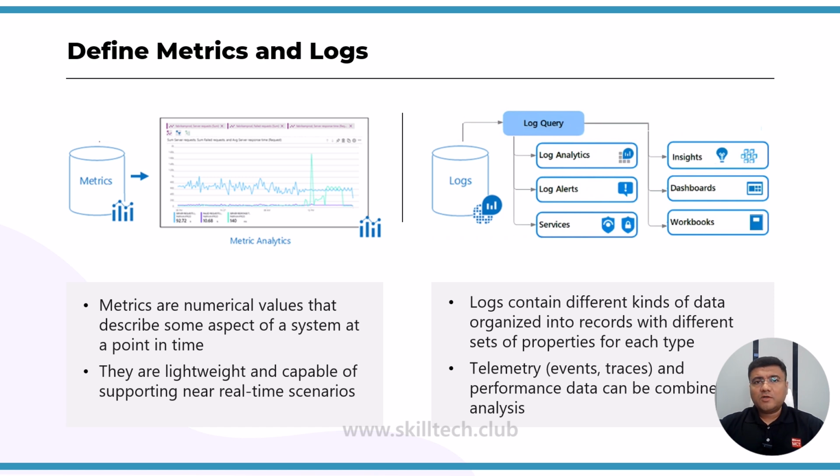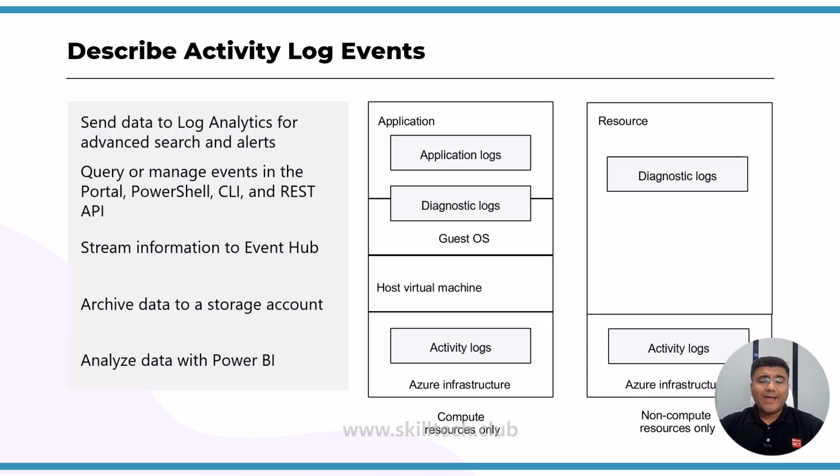On the other hand, logs contain different kinds of data which are organized into records with different sets of properties for each type. You can have telemetry data like events and traces, and you can also have performance data which can be combined for analysis. And this historical data is going to provide business-level insights for you. Now let's talk about Azure Activity Log events. Like all the event logs, we have activity logs which are associated with Azure resources.